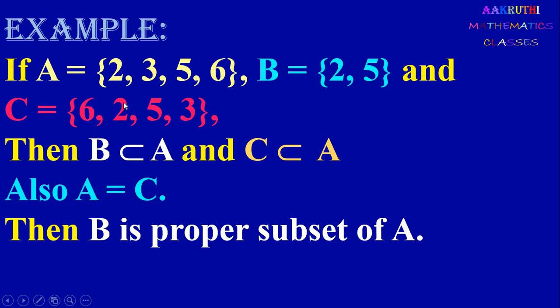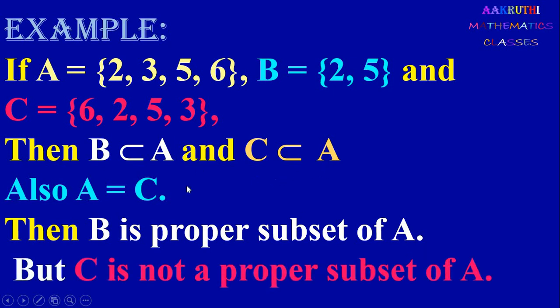But here C and A are equal sets. All the elements are equal. Therefore C is not a proper subset of A, but B is a proper subset of A. It should be a subset, but it should not be equal to the given set. Then only it is called a proper subset. Now here B is a subset of A, but B is not equal to A. So therefore B is called a proper subset of A. Since C is a subset of A and C is also equal to A, C is not a proper subset of A.